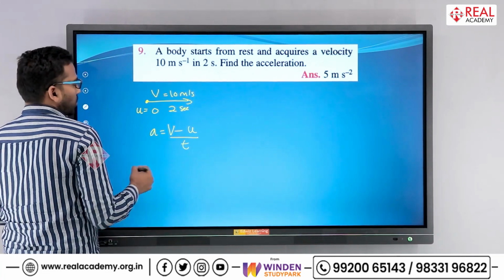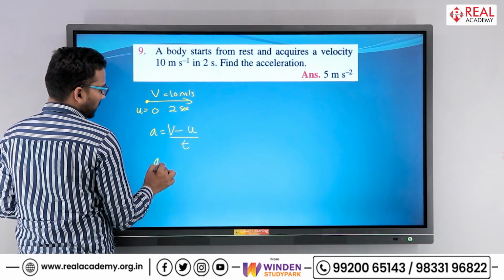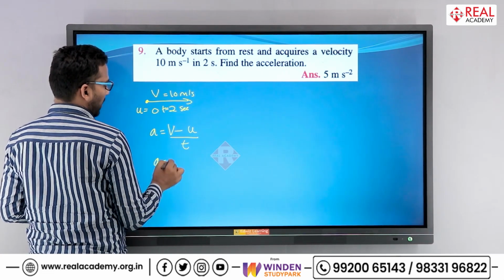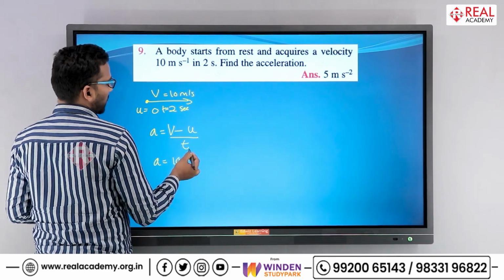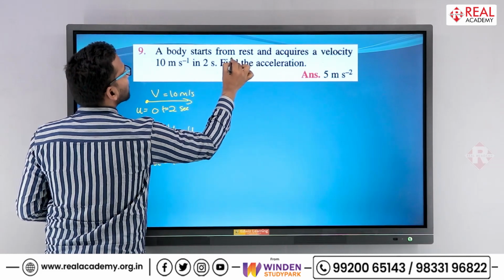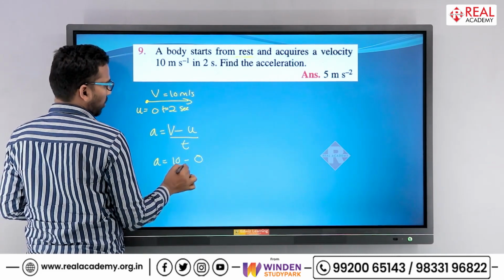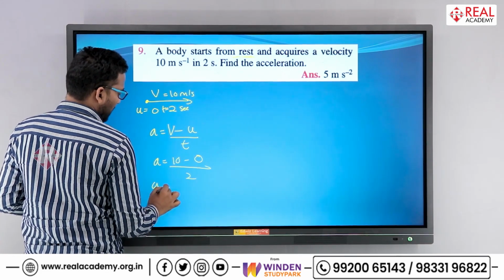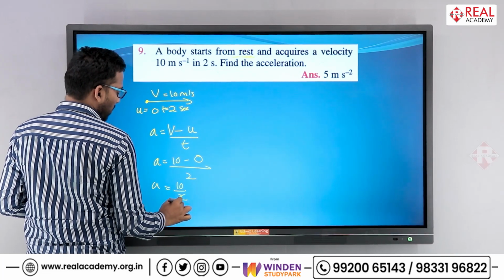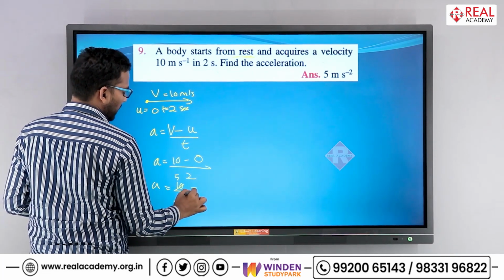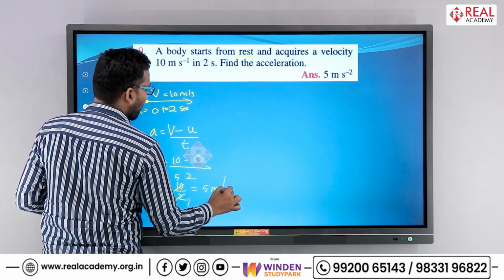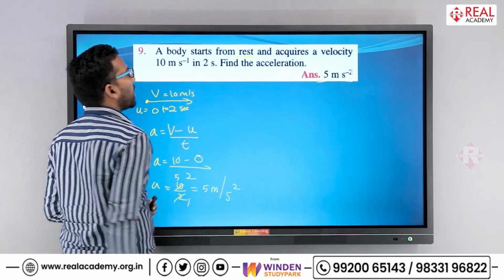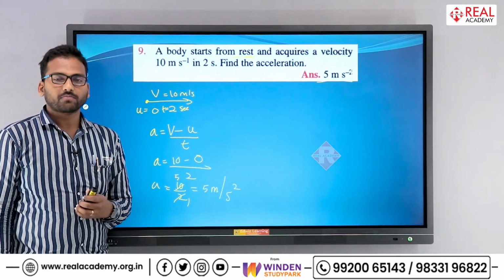Okay. So the acceleration, let's put the values. This is t. T is equal to 2 seconds. So what is the value of v? 10. Minus what is the initial velocity? It starts from rest. Rest means initial velocity is 0, upon time. How much time does it take? 2 seconds. So the acceleration is 10 by 2, which is nothing but 10 5s are 10, that is 5 meter per second square, right? The required answer, 5 meter per second square.